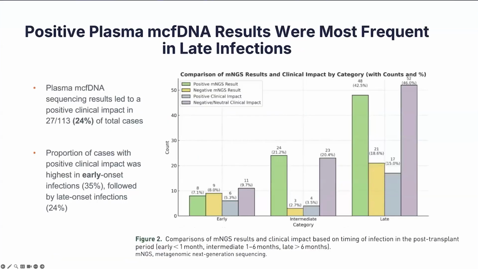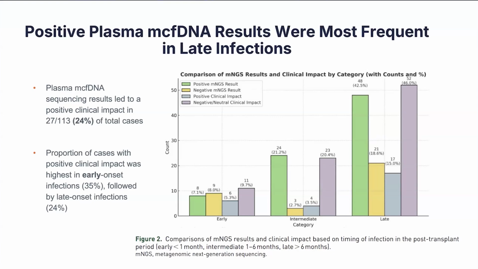Now, looking at this bar chart, we really want you to focus on the correlation between the timeframes, the early, intermediate, late, when the patient presents, and the microbiologic yield of the organism, and when it translates to a positive clinical impact. So what we see in this slide, one is that overall, which is a big thing, 1 in 4 patients had a positive clinical impact.